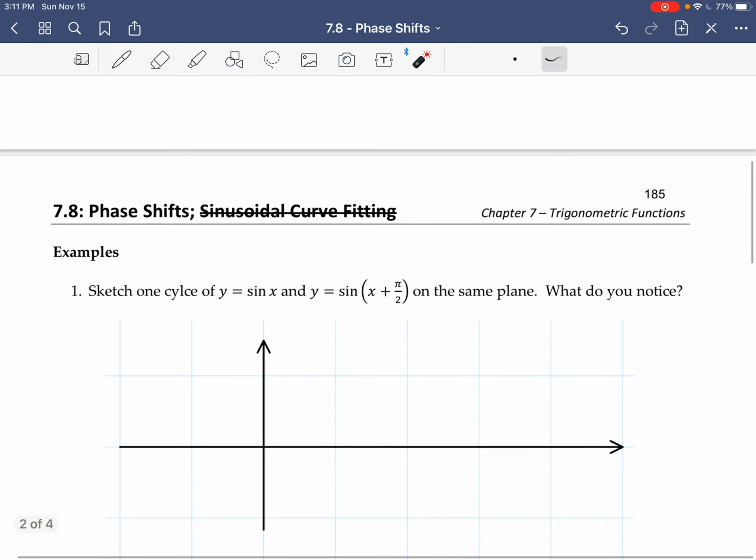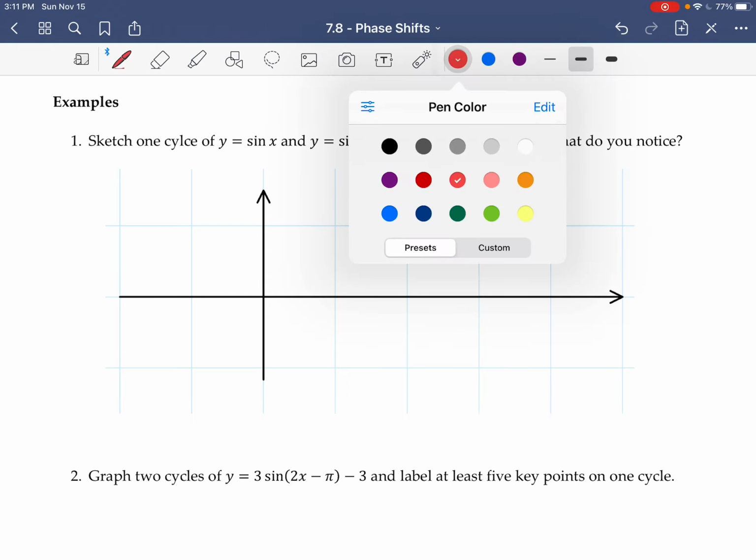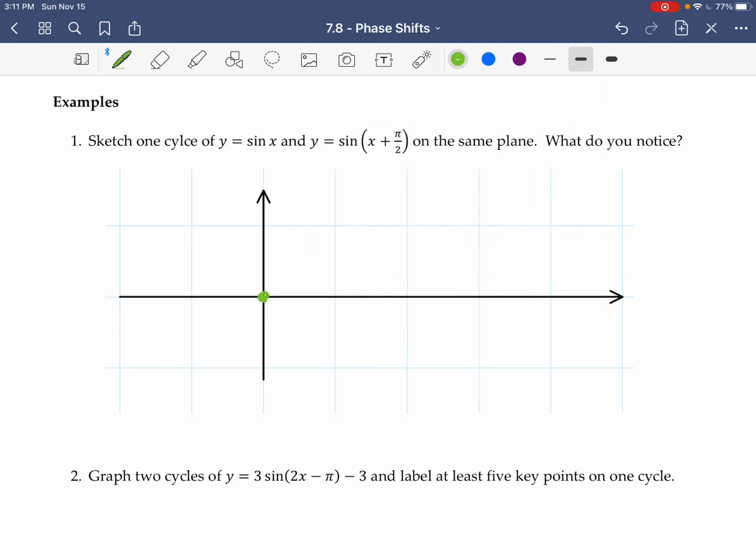So let's do an example. We're going to start with one that only has a phase shift. So here we are, we're going to graph the graph of sine first. So let's do that. Maybe in green. Sine, remember, goes from 0 to 1, back to 0, down to -1, back to 0. So it looks like that.